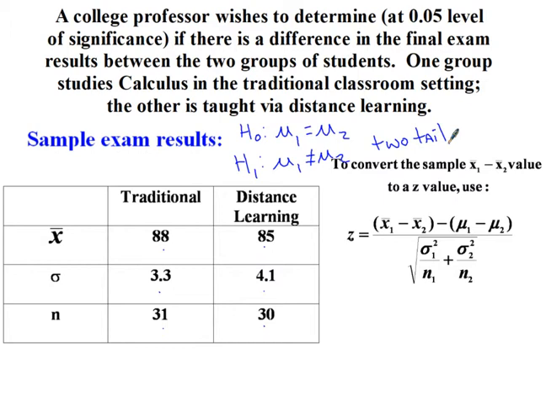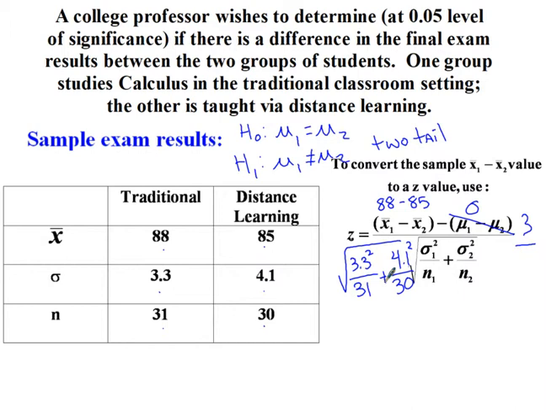Okay, x bar, my average of the first one, 88 minus 85. Now these are equivalent, so that second part is basically going to turn to 0. That's a similarity this has with the dependent one: that second part just goes away, it turns into 0. So you can just take 88 minus 85 and get 3 on the numerator. On the denominator, make sure you take 3.3 squared divided by 31, plus 4.1 squared divided by 30, and then add them together.